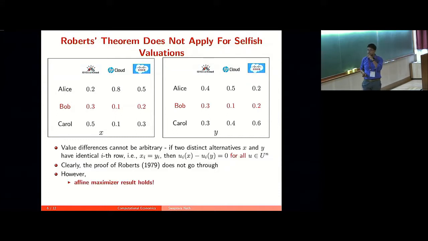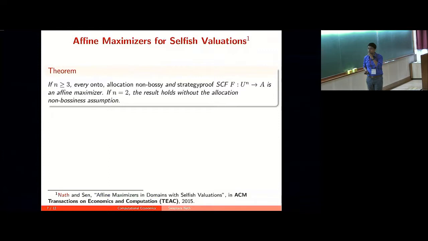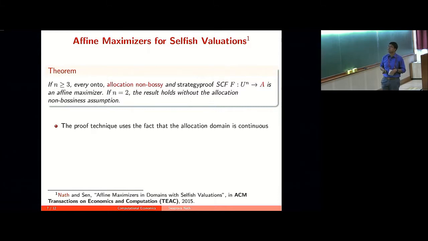However, we can show that the affine maximizer result holds with one additional assumption, and a different proof technique. And that is exactly what we did. So this is my work with Arnavas N. And we have shown that this property of allocation non-bossiness, which I'll be happy to talk about offline, I don't have time to discuss here, and a certain richness requirement needed for this allocation space. Then you can get back this affine maximizer result, very similar to Roberts.